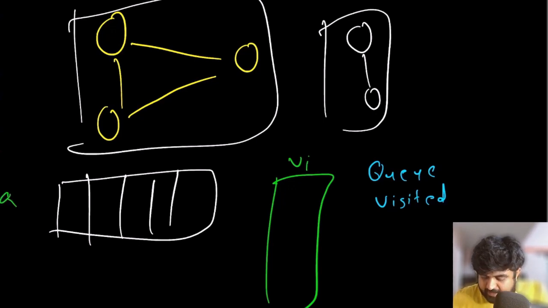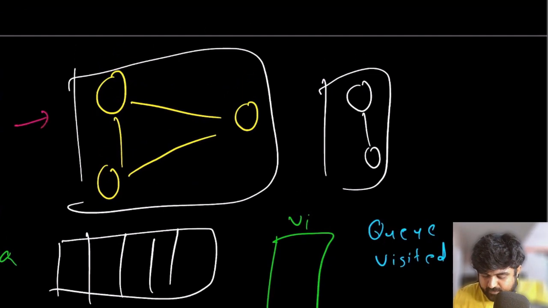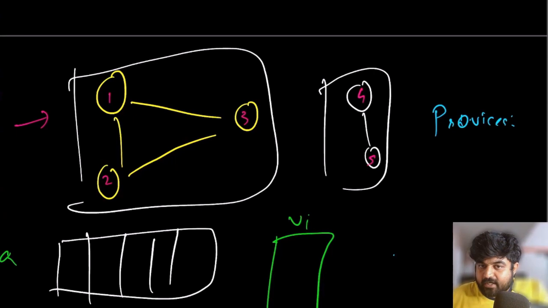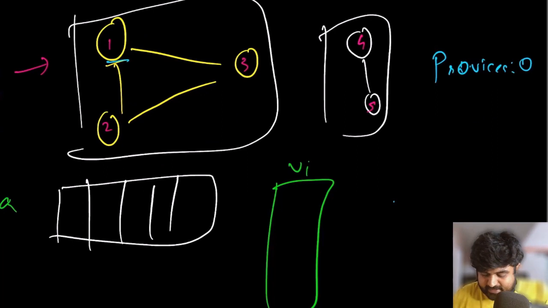Now we can start at any given node. Suppose this is the input we are given. Currently the nodes 1, 2, 3 are connected, and cities 4 and 5 are connected. We are also going to mark one more variable called provinces, and initially its value is 0. This variable is going to keep track of the number of provinces we have been able to find so far. Now let's pick any arbitrary value. So we start with node 1, and run a BFS starting with node number 1.